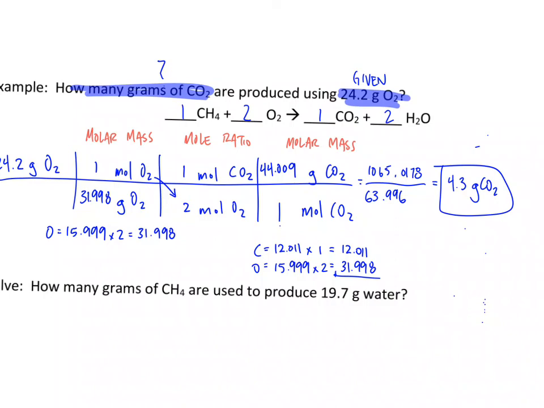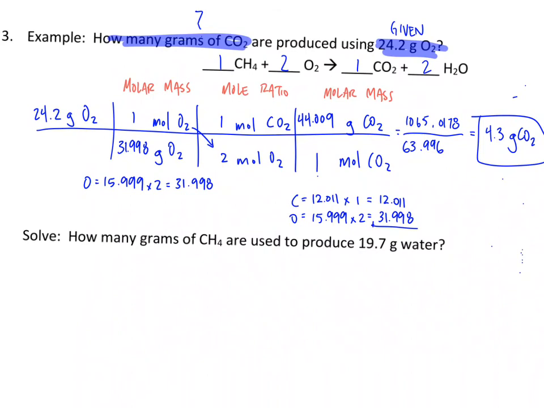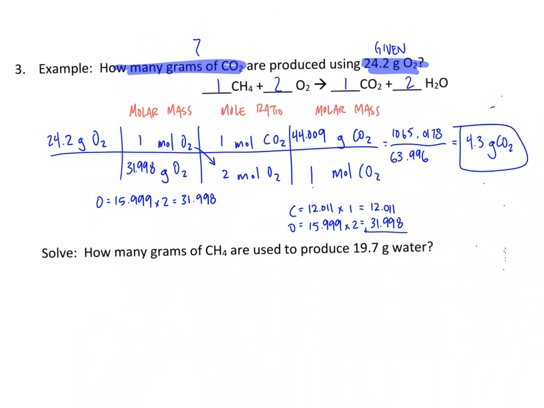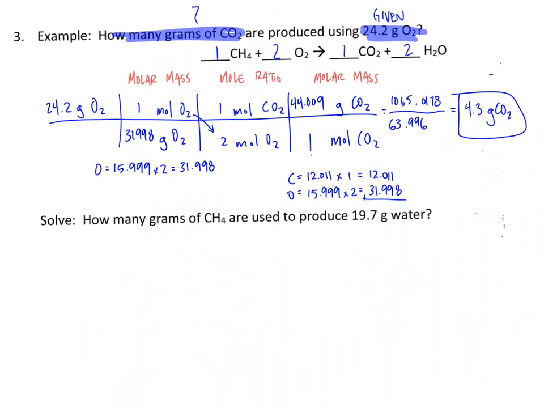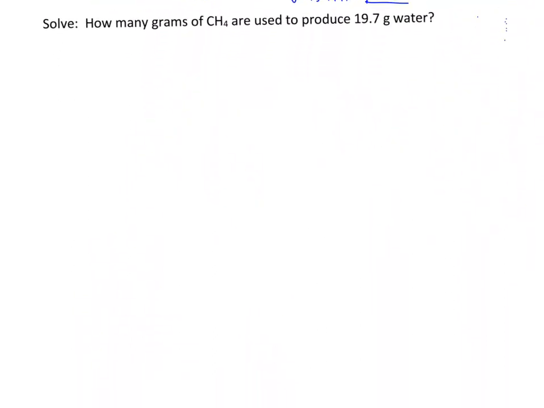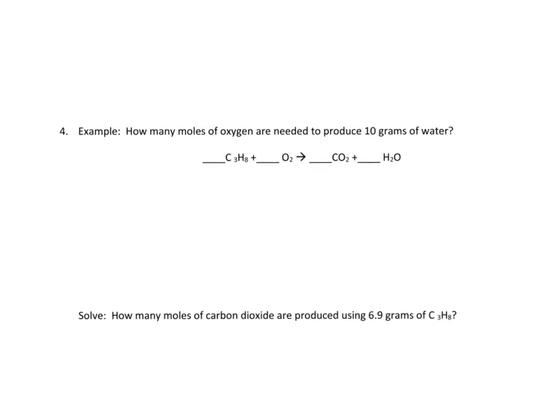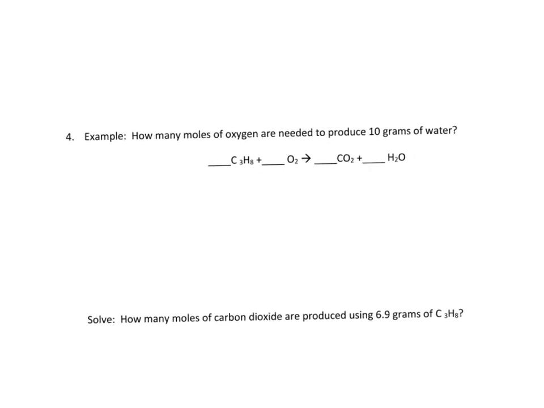All right. So now we're going to move on to our last one here. Actually use that example to help you answer the question below and enter your answer into Google Forms. And our example number 4, let me zoom in here. I want to know how many moles of oxygen are needed to produce 10 grams of water. All right, so again, make sure that your equation is balanced. I'm given 10 grams of water. I want to know how many moles of oxygen that is.